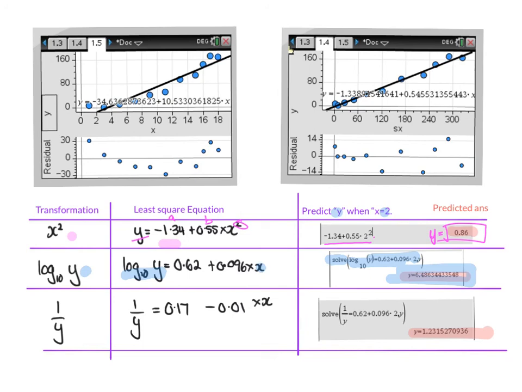And the last one that we've got there, we did a reciprocal of y. Remember that's reciprocal. It's written as 1 over y. It's not a formula for y equals. So when I substitute in, I put the 2 where the x is, but it's 1 over y, so I write comma y and I get my answer. So that's a prediction. You just have to be really careful with that. I suggest you just use the solve function and you will be fine.